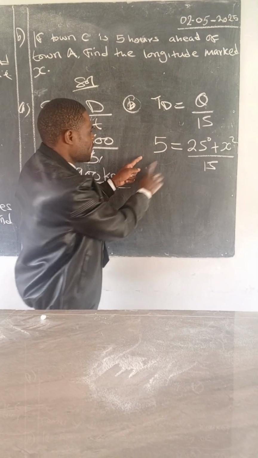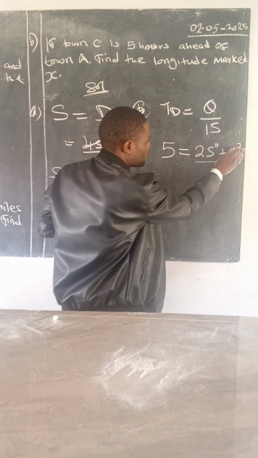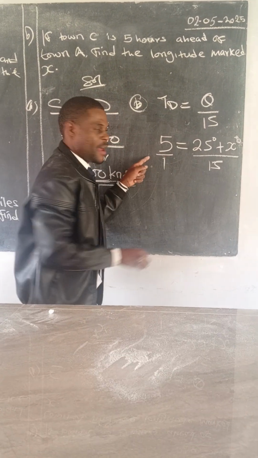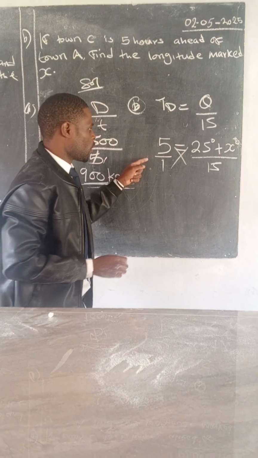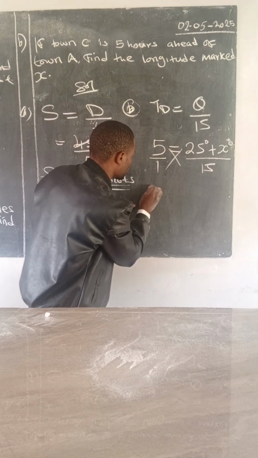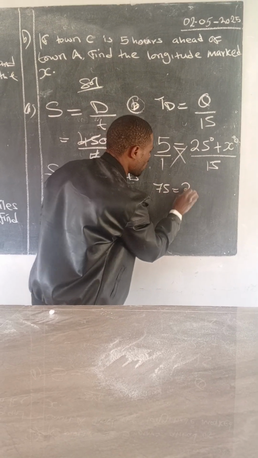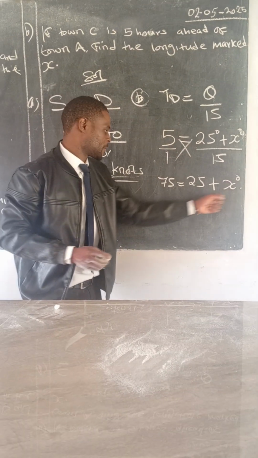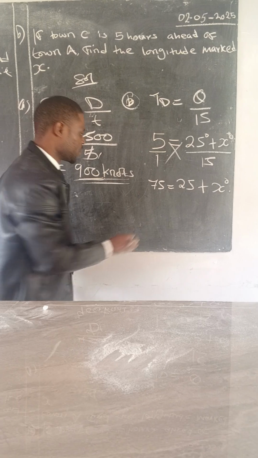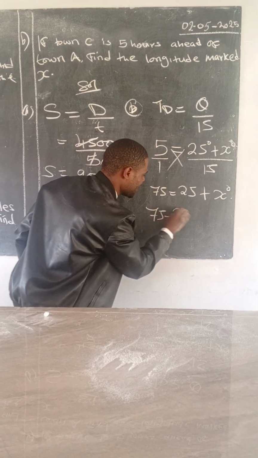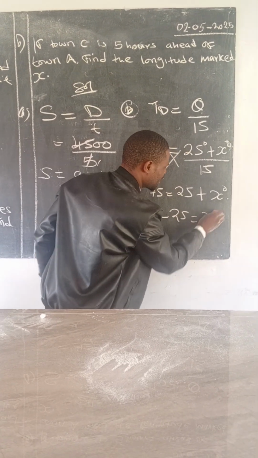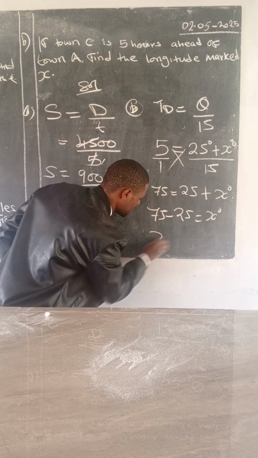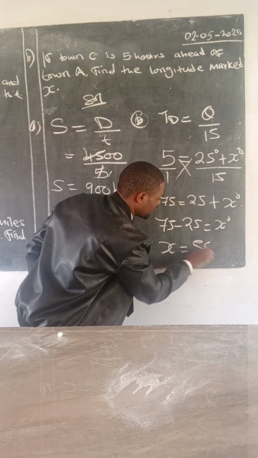Then if you check now, 5 is equal to 25 plus x over 15. Therefore, we say over 1. Then we cross multiply, which is now 5 times 15. It will give us 75 is equal to 25 plus x degrees. Remember, we are looking for the value of x. Therefore, we find the additive inverse of 25, which will give us 75 minus 25 is equal to x degrees. What is 75 minus 25? 50 degrees. Hence, x is equal to 50 degrees.